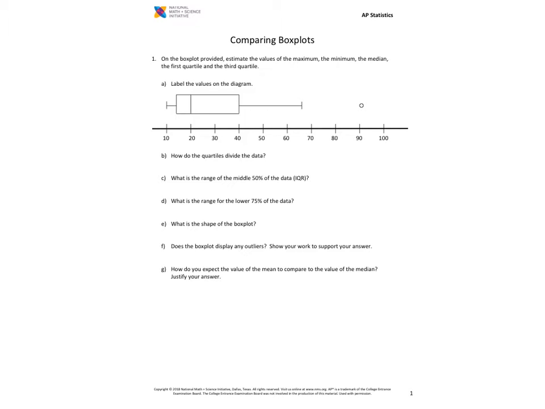Okay, so this is our comparing of the box plots activity we would have done together as a group. Notice on the box plot provided, we're going to estimate the values of the maximum, the minimum, the median, the first quartile, and the third quartile.